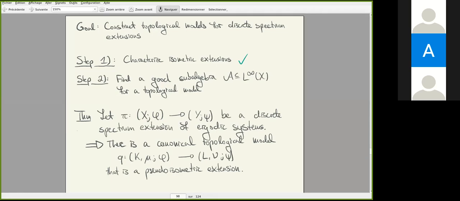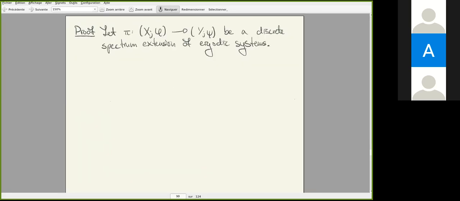Okay, so I repeat. We want to show that for a discrete spectrum extension of ergodic systems, there's a canonical topological model that is a pseudo-isometric extension. So we are just making the step from discrete spectrum in ergodic theory to isometric extension in topological dynamics, canonically. Okay, and the proof will fit on this one slide. It's exactly the same strategy as before.